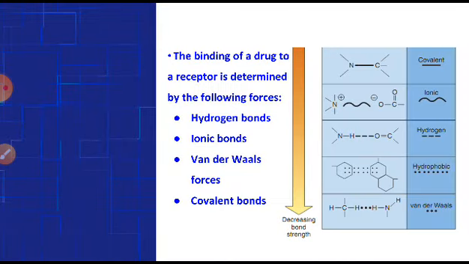Already you have seen in the previous presentation that the binding between the drug and the receptor needs various kinds of bonding. So, here we have the various bonds: hydrogen bonds, ionic bonds, van der Waals forces, covalent bonds, and like that. You can see covalent is the highly stable, strongest bond, and van der Waals is the weakest.